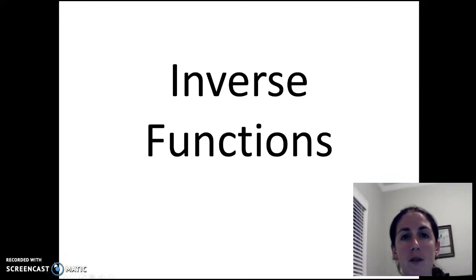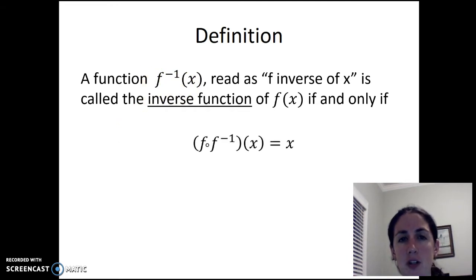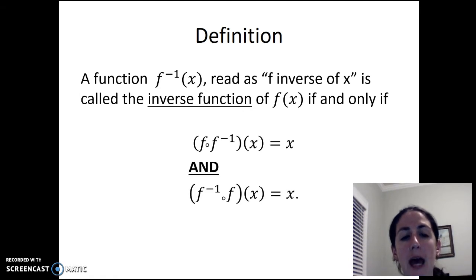Today we're going to talk about inverse functions. So we'll start with the definition. A function, it looks like it's f being raised to the -1 power of x, but that's not actually an exponent. That -1 represents inverse. So this is read f inverse of x, and it is called the inverse function of f of x if and only if f composed with f inverse of x gives you x, and f inverse composed with f of x gives you x.